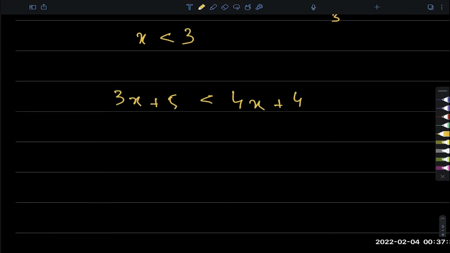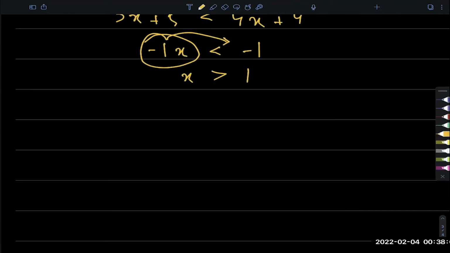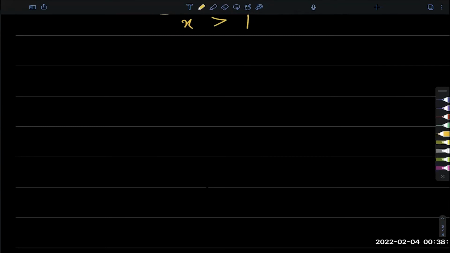Let's try this one. -1x is less than -1. So what should be our next step? x is greater than 1, sir. Yeah, because you take the negative to the other side, x is going to be bigger than 1. You flip the sign. It's important to be mindful of the rules because you can make many silly mistakes.